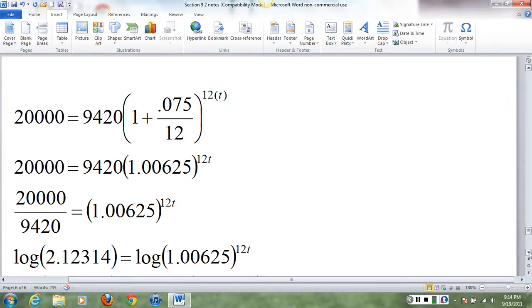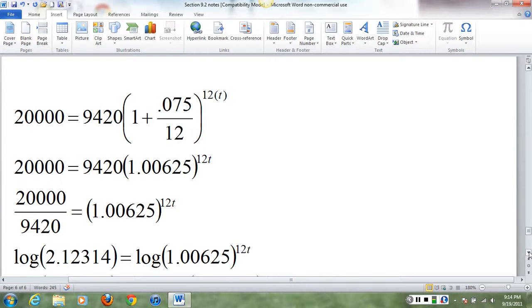Now this is where our log comes in. As you can see, after I divided 20,000 by 94.20, I took the log of each side. If you're not familiar, on your calculator you should have a log button, the LOG. And you type in, as you see here, log of 2.12314, and then to balance it, I took the log of the other side. For those of you familiar with log bases, we'll just take the standard log base of 10, which is programmed automatically into your calculator, so you won't need to do anything.